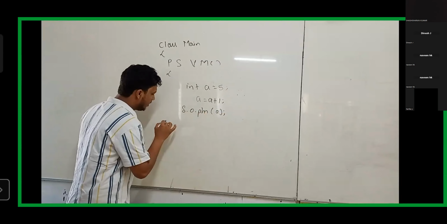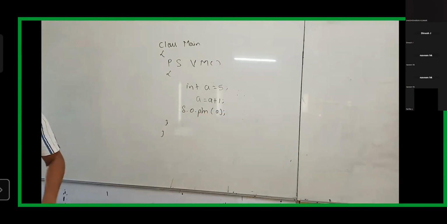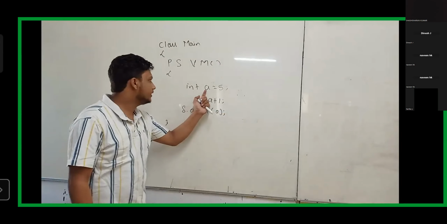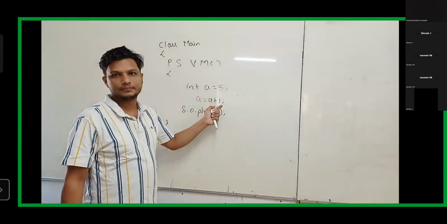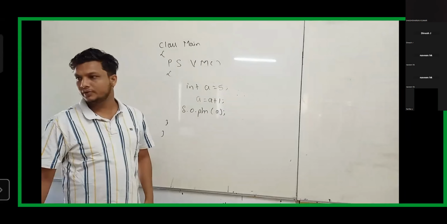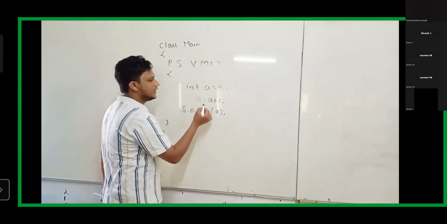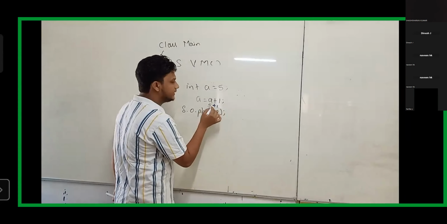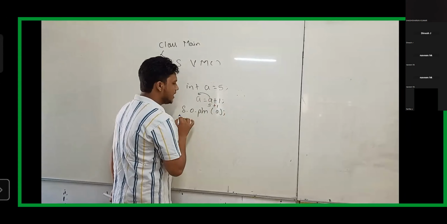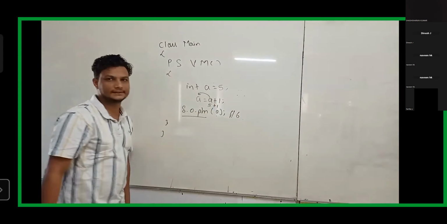So, what is the output of this program? Initially a contains the value 5, and to that I'm adding 1. What output should we expect here? 6. a contains 5, that is 5 plus 1, which is nothing but 6. 6 is being stored inside a, and I'm trying to print a, so the output of this program should be 6.